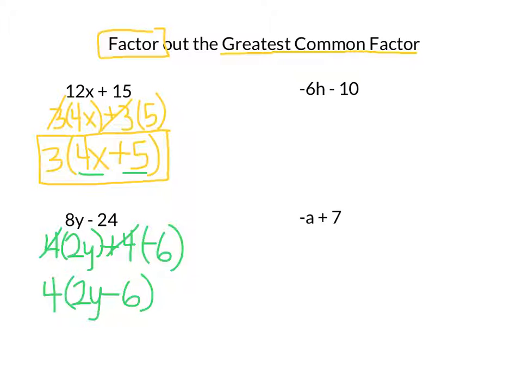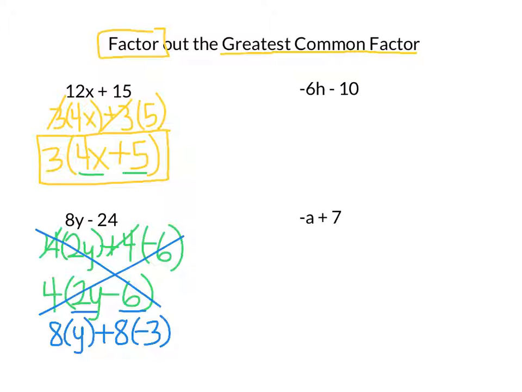And then I notice, again, I need to check my terms inside the parentheses. 2y and 6, they do have a common factor. And that common factor is 2. So I didn't factor out the greatest common factor. So I kind of need to start over again, this time realizing that 8 goes into 8 and into 24. So it's 8 times y plus 8 times negative 3.